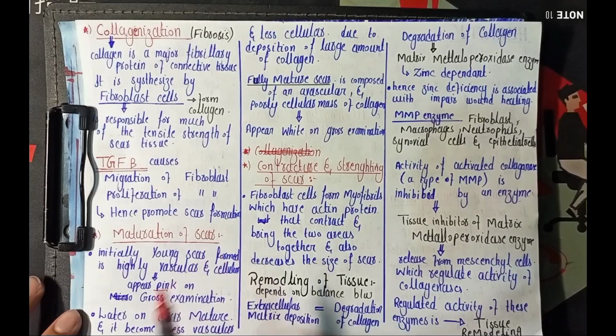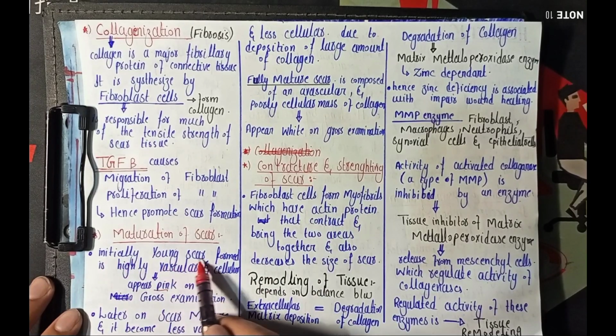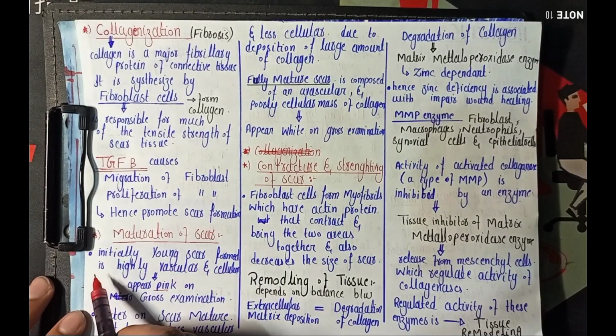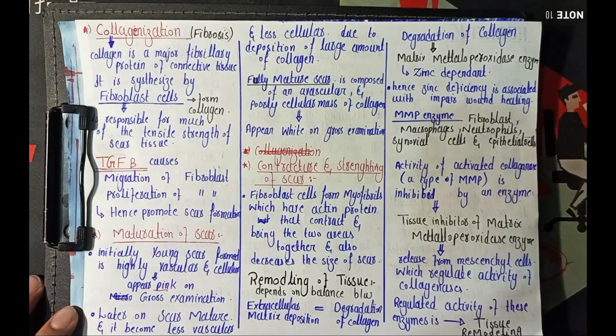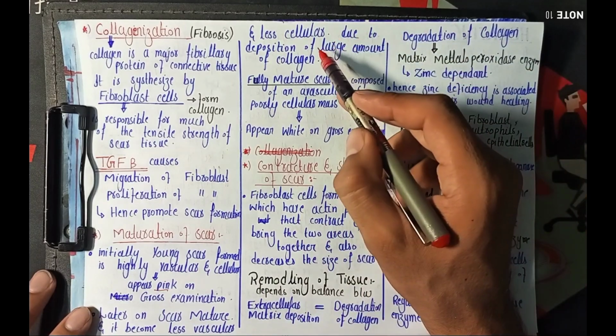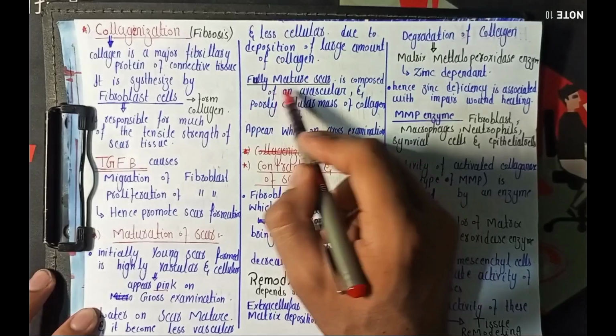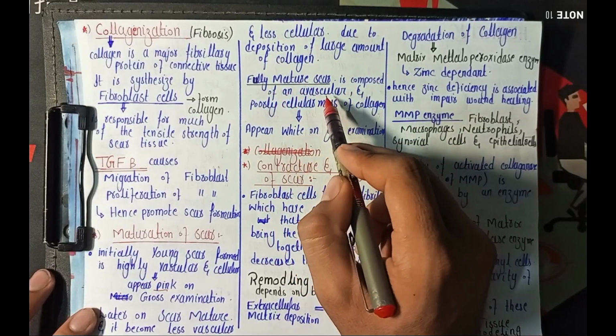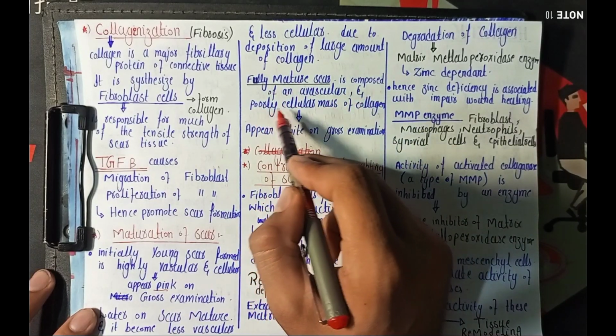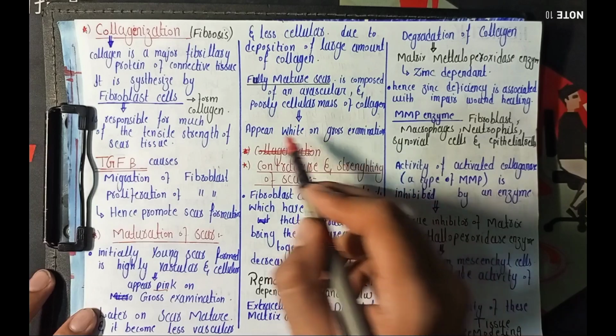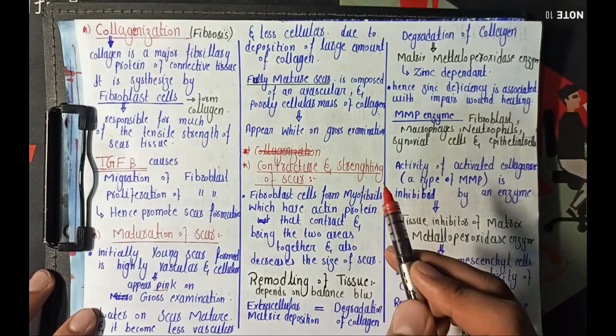इसके बाद हमारे साथ है maturation of the scar. Initially there is a formation of the young scar, and this young scar is highly vascular and highly cellular, and it appears pink on the gross examination. But later on, when the scar matures, it becomes less vascular and less cellular due to the deposition of the large amount of the collagen. And when the scar becomes fully mature, it is avascular in nature, and it is a poorly cellular mass, and it appears white on the gross examination.